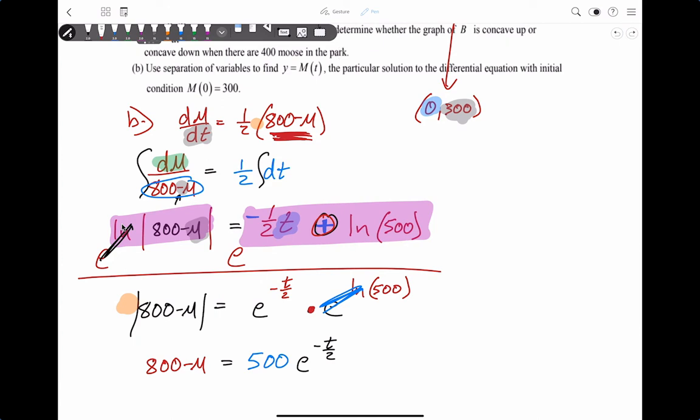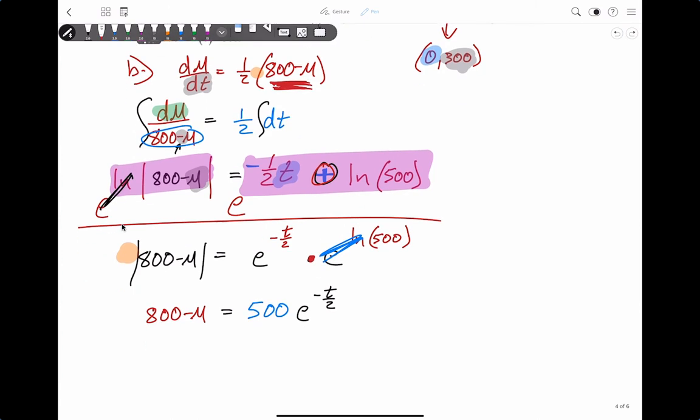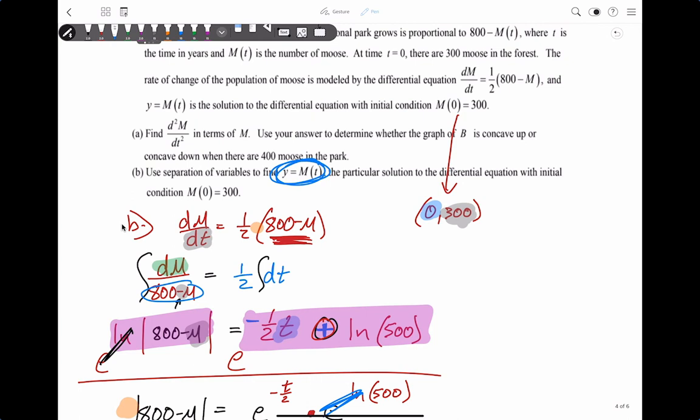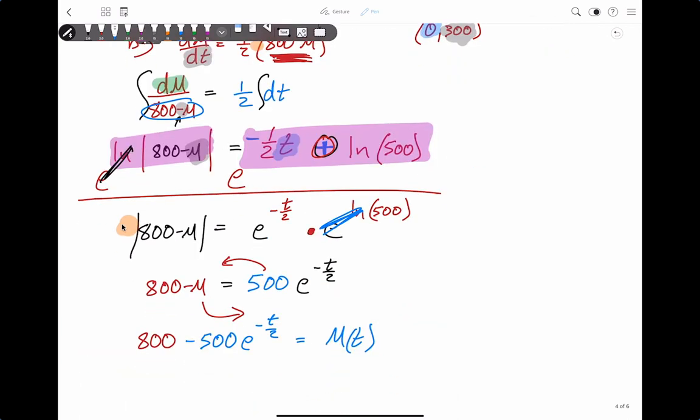And then now if I wanted to get m all by itself, I could move it to the right, subtract this to the left, so I'd have something like 800 minus 500e to the negative t over 2 is equal to a positive m. Now our input variable is t. I'm going to go ahead and put t because it was asking me to write it in that form. Okay, like f of x, the way we were doing with our warm-up problems.